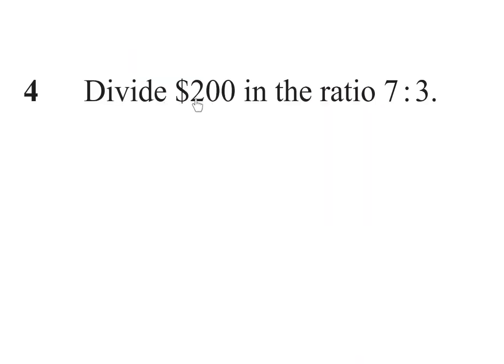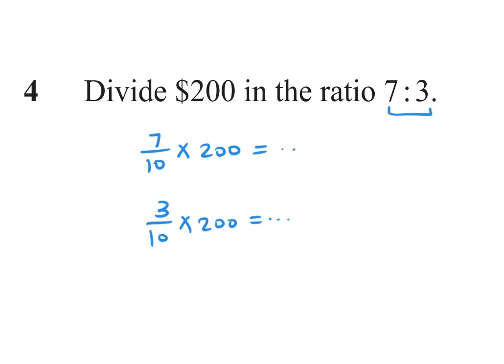Number 4. Divide $200 in the ratio 7:3. The sum of parts, we have 10 parts in all. So the first quantity will be 7 over 10 times 200, and the other one, 3 over 10 times 200. Then you can find the two quantities. For the first, 140. For the second, 60.